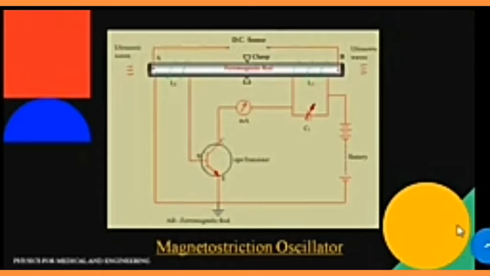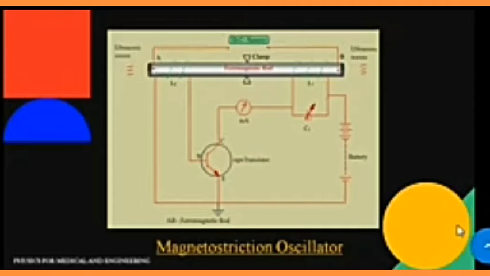Now understand the construction and working of the magnetostriction oscillator. This is the circuit diagram of the magnetostriction oscillator. Here AB is the rod made up of ferromagnetic material like iron or nickel. This rod is clamped in the middle. Now this rod is permanently magnetized by passing direct current in the beginning.